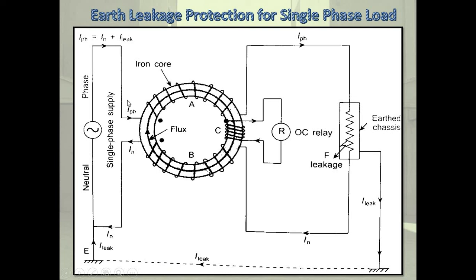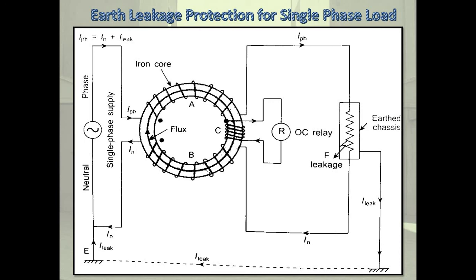These are the phase current and the neutral current. Under normal conditions, the current of the conductor IL, the line current, is the same as the neutral current IN, hence IL minus IN is 0. Hence the two fluxes produced by IL and IN cancel each other, and the net MMF acting on the core is 0. Hence no flux links with the sensing coil, and the relay is inoperative.